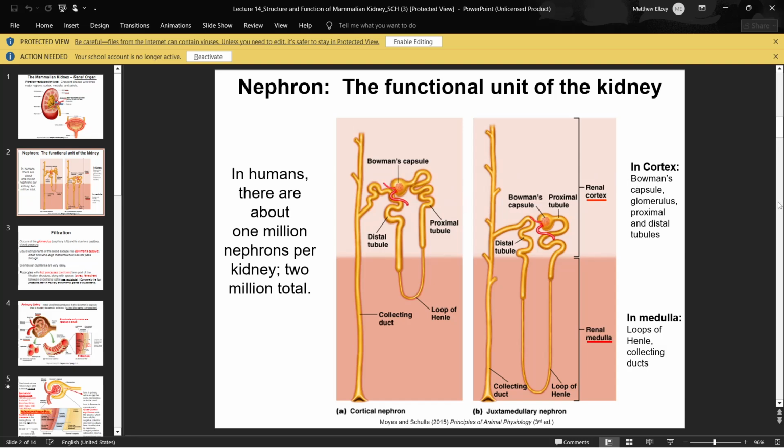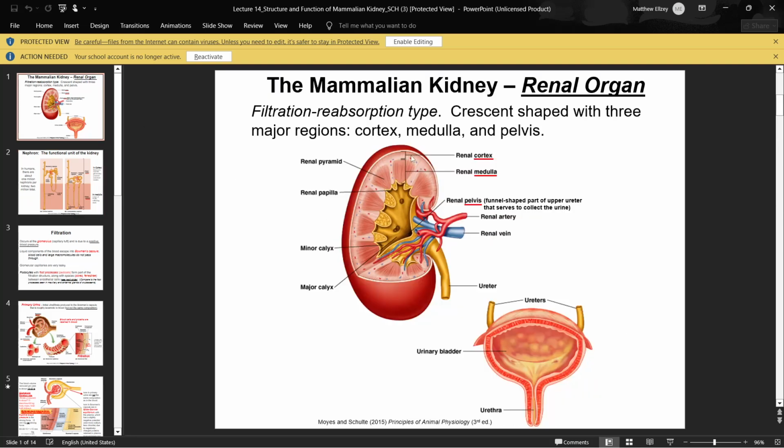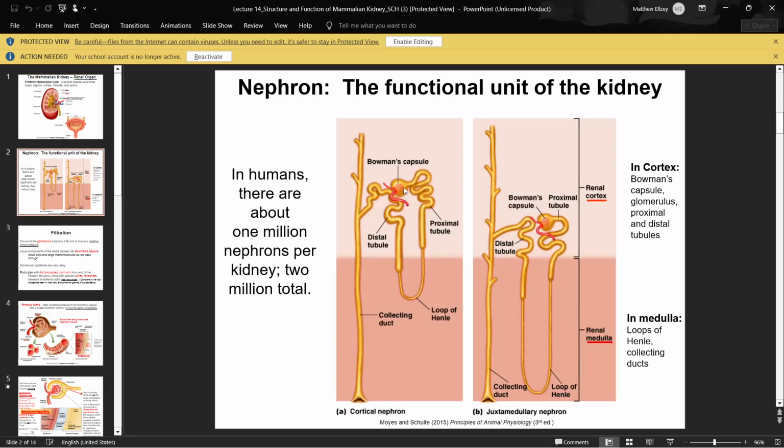So the cortex, remember the outer portion here, is going to have the Bowman's capsule, this round ball, and then inside of it there's going to be this glomerulus. And then we're going to have the proximal tubule and the distal tubule. Now, in the medulla, we're going to have this dip down where we're going to find the loop of Henle and also the collecting duct. So the collecting duct and the loop of Henle are in the medulla, and the rest of these portions are going to be in the cortex. Very important to know, especially for histology and things like that. You're going to want to know where these different portions are located in the kidney.